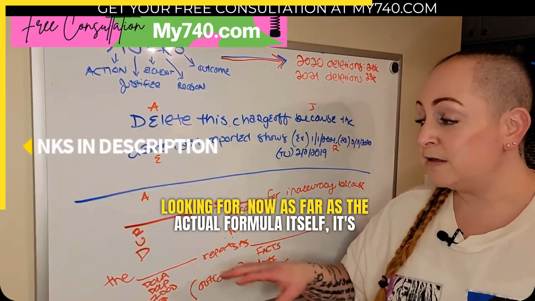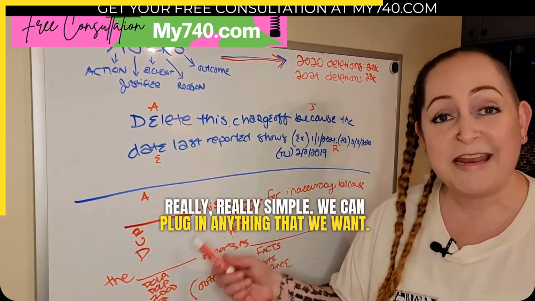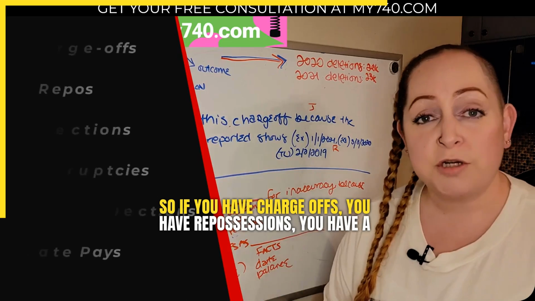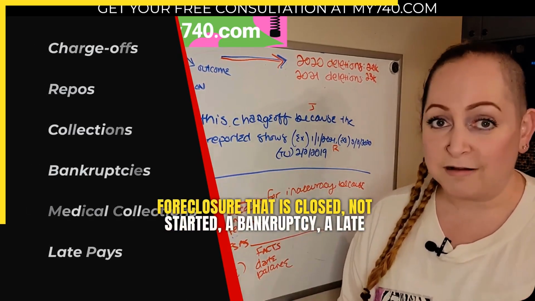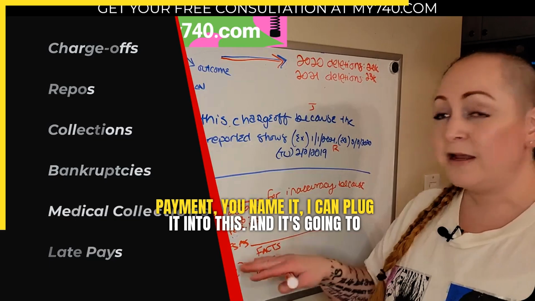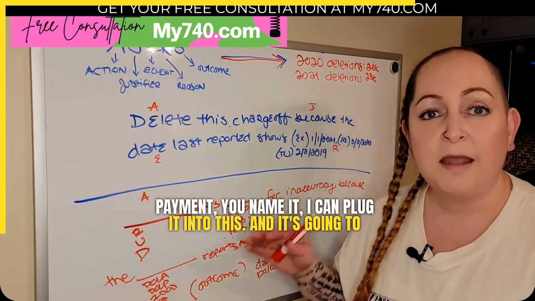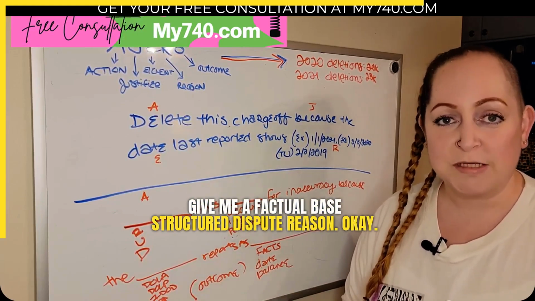Now, as far as the actual formula itself, it's really, really simple. We can plug in anything that we want. So if you have charge-offs, you have repossessions, you have a foreclosure that is closed, not started, a bankruptcy, a late payment, you name it, I can plug it into this. And it's going to give me a factual-based structured dispute reason, okay?